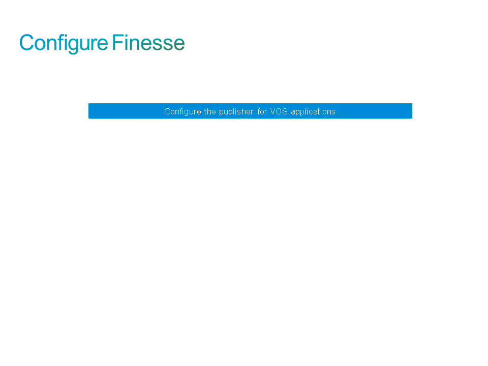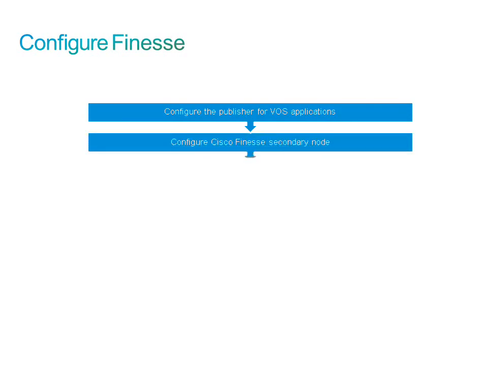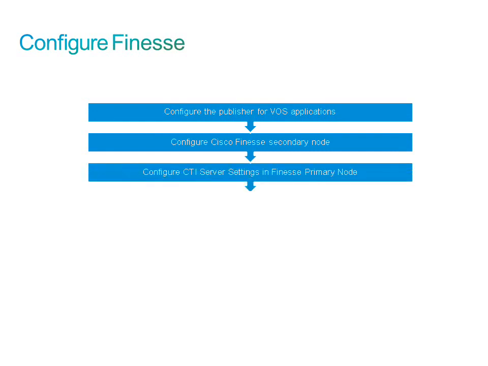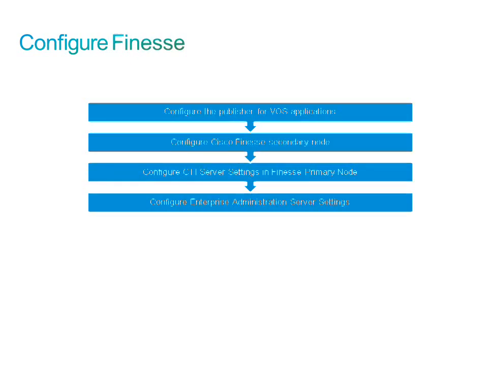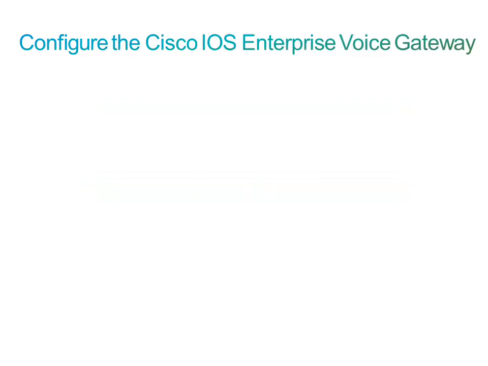The first two steps for configuring Finesse are the same as Communication Manager and the Intelligence Center. Begin by creating the floppy image using the software included in the automation tools, and complete a similar process for the secondary node. Now configure the CTI server settings and restart Tomcat. The final step is to configure the administration settings. This includes defining the IP address of the primary and backup data servers, as well as all of the login credentials.